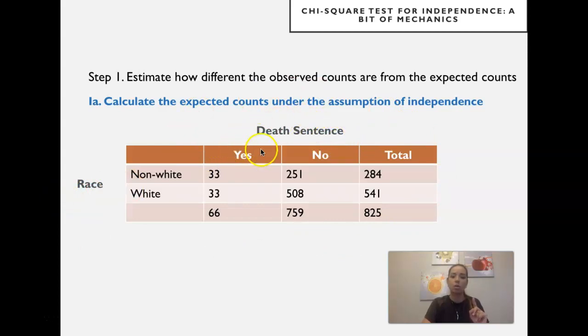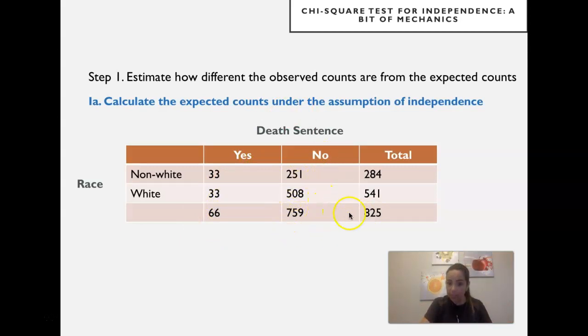So here are the number of people in a period of time that got the death sentence, and that's 66, and the number of people that did not get the death sentence. So here's the problem. You committed a crime and you go to court, okay? We had 825 of those cases represented in this table. 66 of those cases got the death penalty.